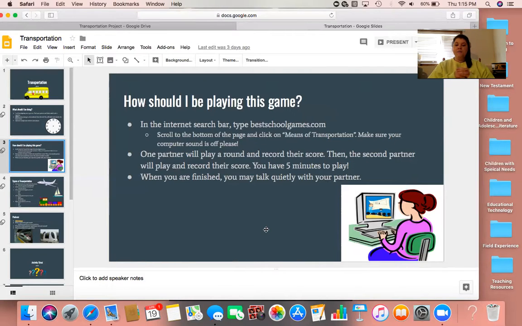And I wanted each kid to play a whole round and then record their score, and that's not exactly how it worked, but that's okay. They actually decided to switch on and off. So one partner would answer all the questions for air, and another partner would answer all of them for land. So it wasn't a big deal. It was more just the fact that it was getting done. And then I told them when they were finished, they could quietly talk with their partner.